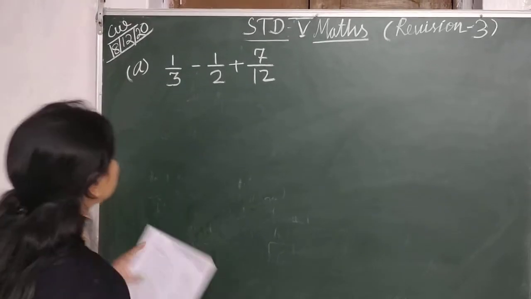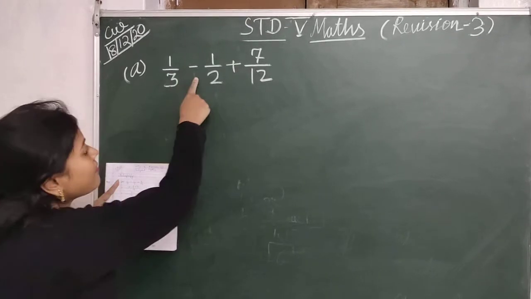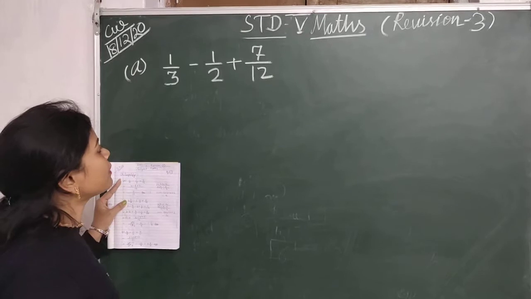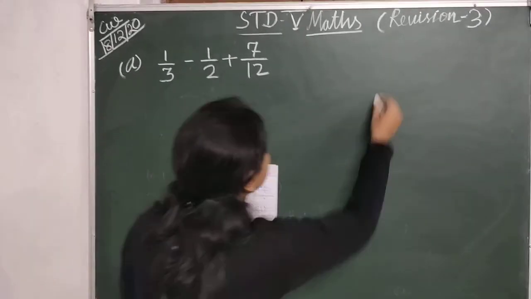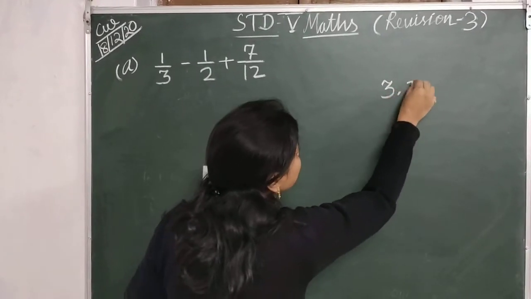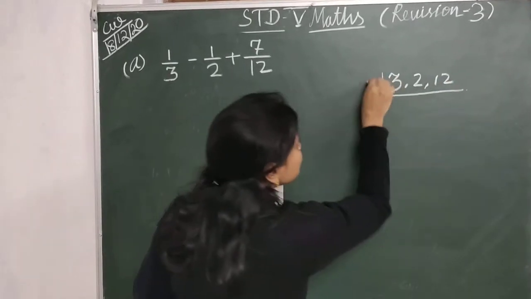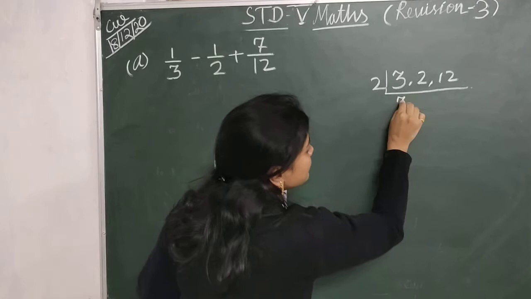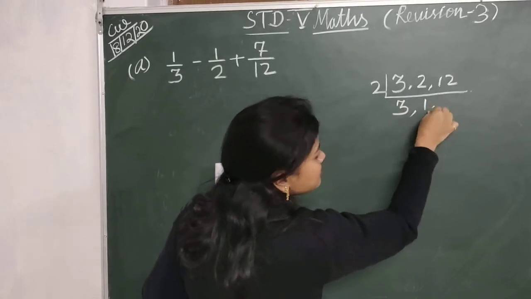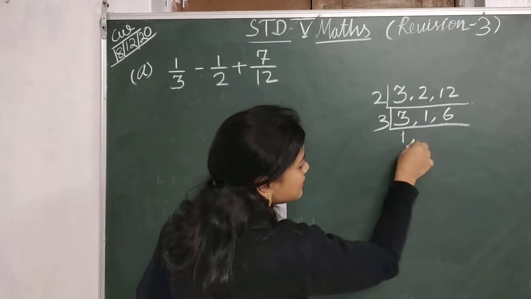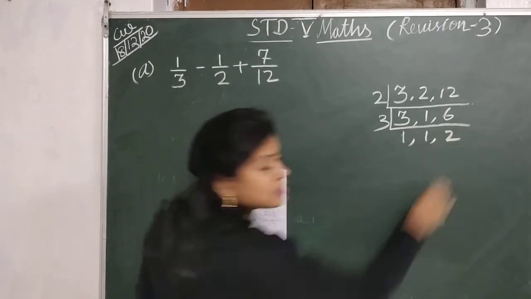Okay. So your first question is, children, 1 by 3 minus 1 by 2 plus 7 by 12. Okay children, first we have to find the LCM of 3, 2 and 12. So first I am going to divide them by 2. Here 3 will come down. 2 ones are 2, 2 sixes are 12. Again by 3, 3 ones are 3, 1, 3 twos are 6.